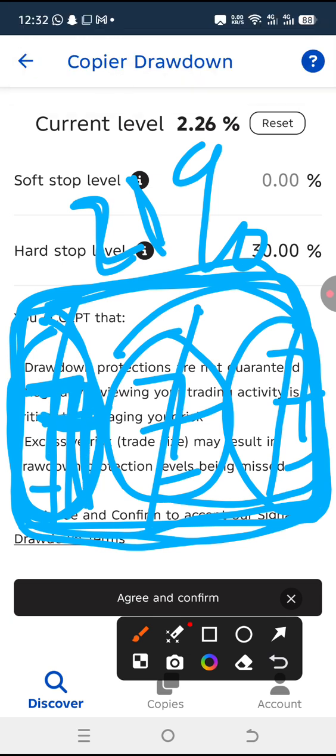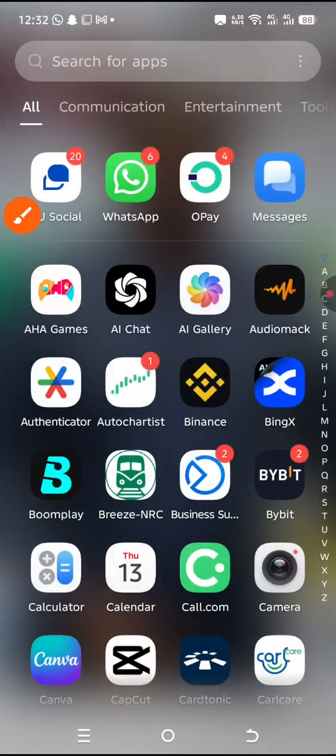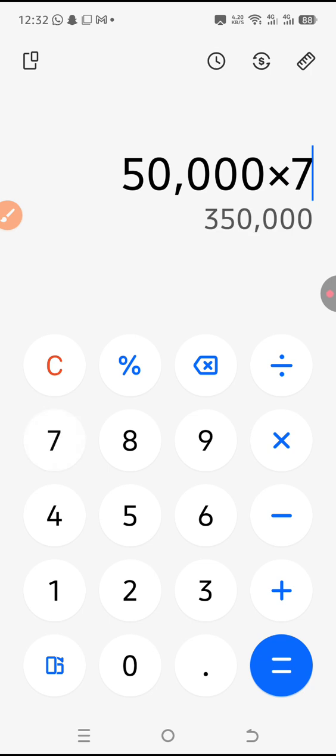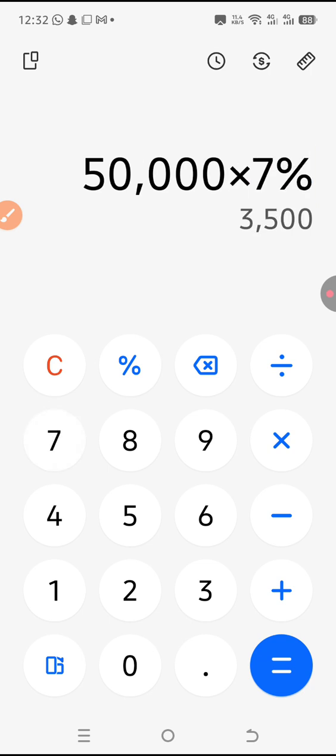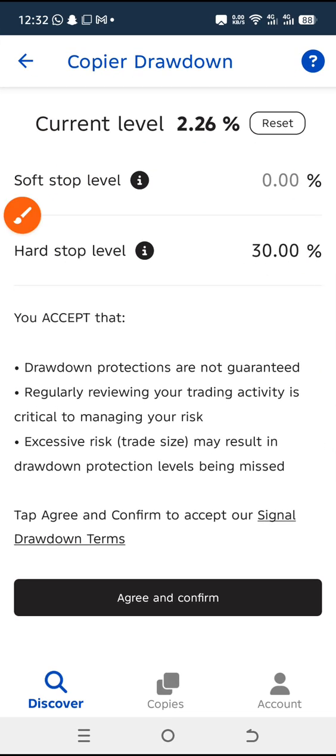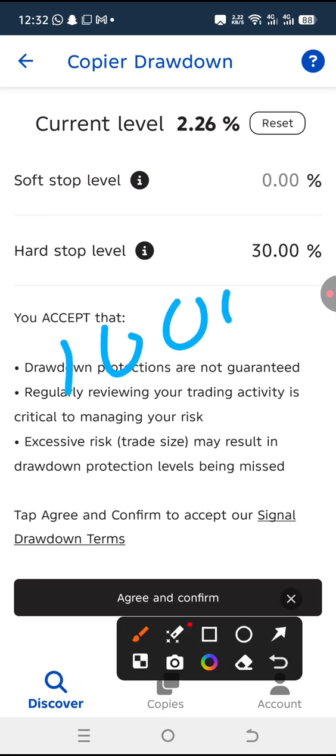Now, the question is, what's the trading capital here? I think this is on average 50,000 times 7%. So this is 3,500. So 3,500 for a 7% dip. That's 3,500. So what does this mean? It means that if the three pairs are going down, that is 21%. So that's 10,500. And if you're trading with $100, that is also 10,000.